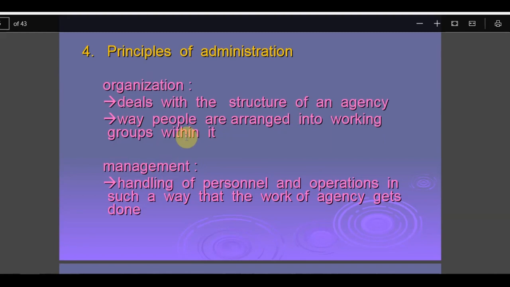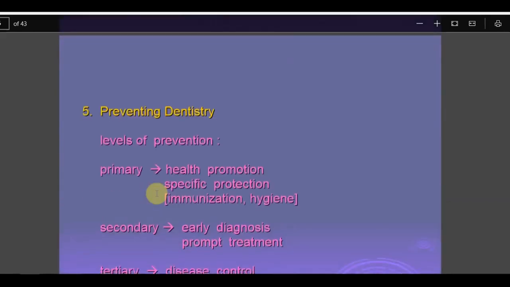If we have a plan, if we have a dental public health program, we need to organize the people into groups, deciding which group is assigned to which duty. All this organization is very much important. And management is the handling of personnel and operations in such a way that the work of the agency gets done. So managing the workforce is very much critical. So that is administration, the fourth of the tools of dental public health, that is principles of administration.